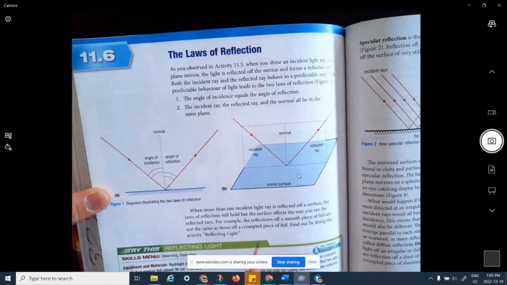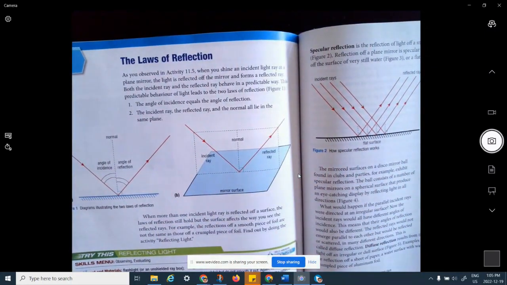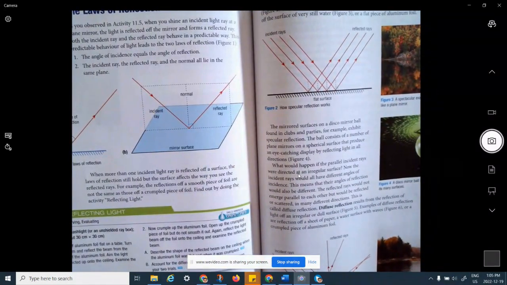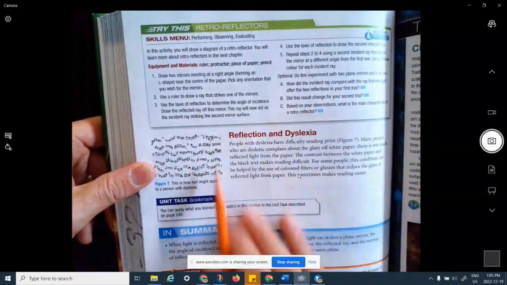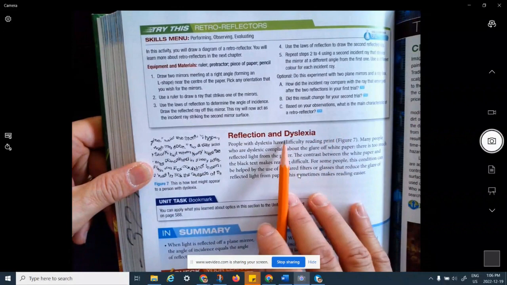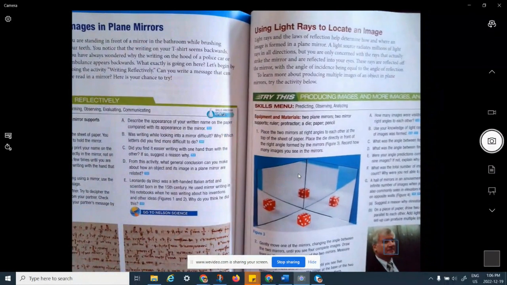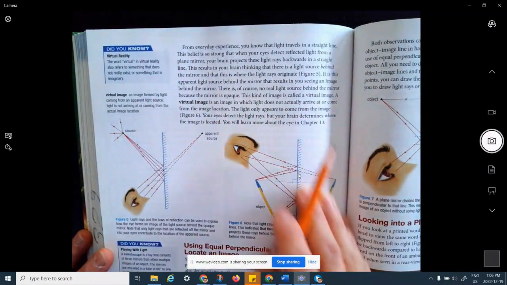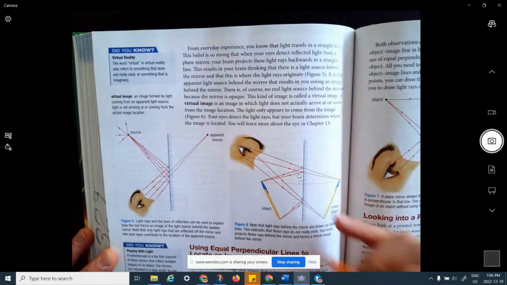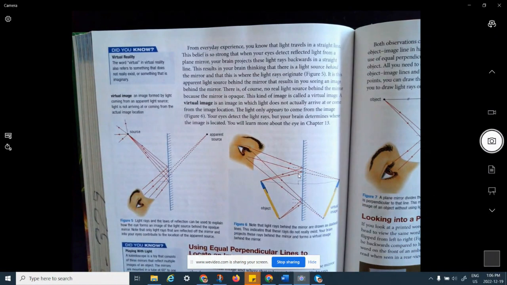Yeah, the laws of reflection, we talked about that in class a while back. Don't worry about this part, reflection and dyslexia. Don't worry about this. You should know how to draw these ray diagrams in terms of a plane mirror and an object, and how it goes into your eyes. You should know how to draw these diagrams.